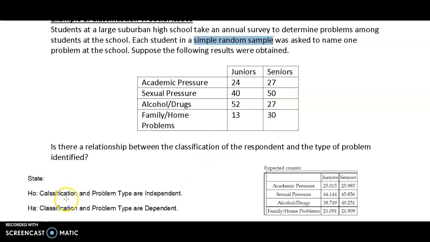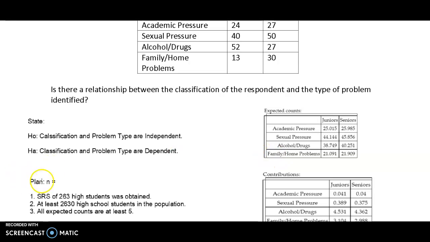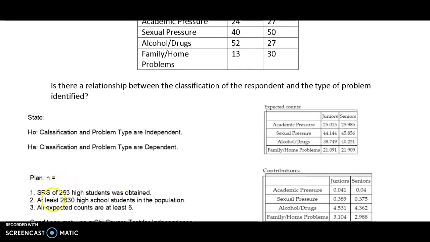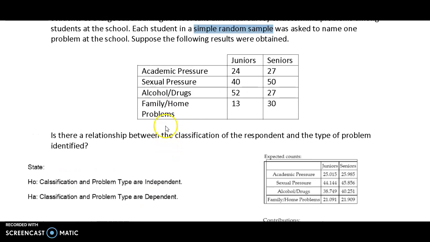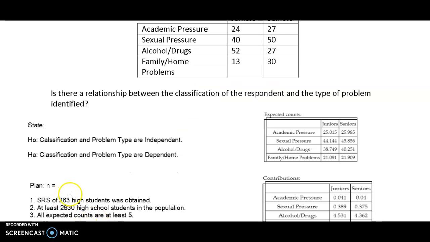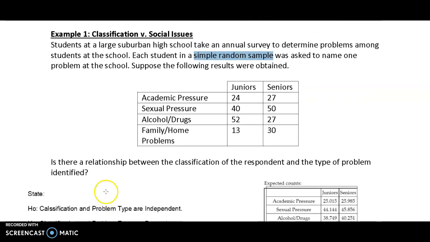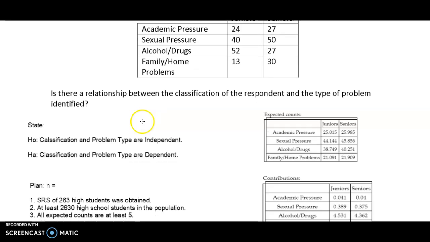So in my state here, my null hypothesis is that classification and problem type are independent. What I'm testing for is that classification and problem type are dependent. So we go here, and in my plan, I forgot to fill this out, but in my plan, my sample size is about 263, and I labeled that here in my conditions. I took an SRS of 263 students, and it's from a large suburban high school, so I can safely assume there are at least 2,630 high school students in this population.